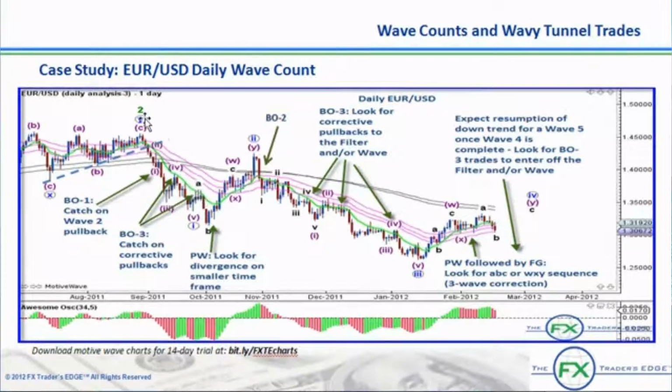At the end of this initial swing move, the PW and the FG trades set up. We would definitely have to look at a smaller time frame to see divergence in that wave 1. We will do that on the next slide. But notice how the blue circled wave 2 is a zigzag correction which extends past the tunnel.